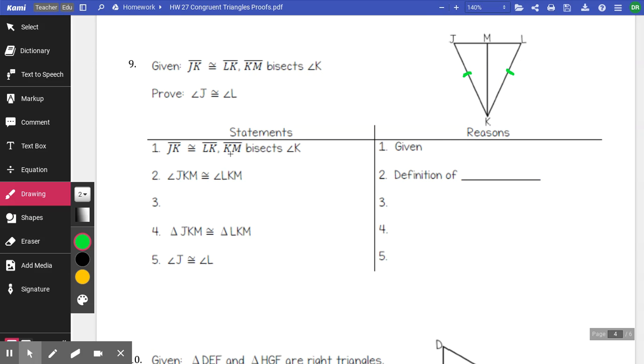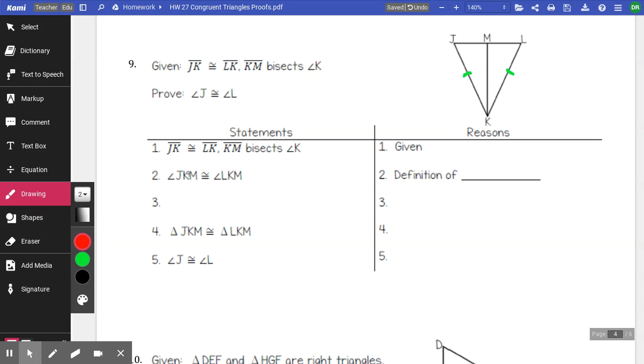And we're also told that segment KM is bisecting angle K. And again, remember that means that angle K has been split in half. So this doesn't use the congruent symbol, but it does tell us that we have two pieces of congruent information. And that is exactly where statement 2 came from.